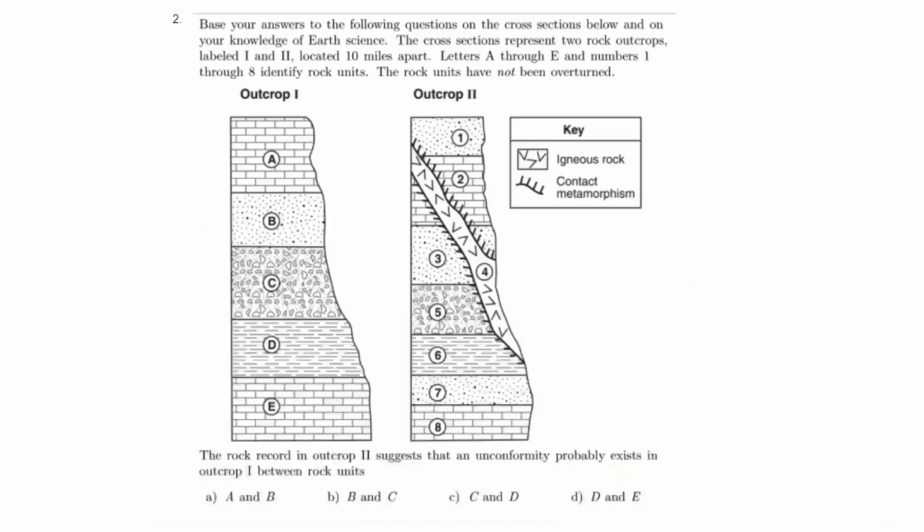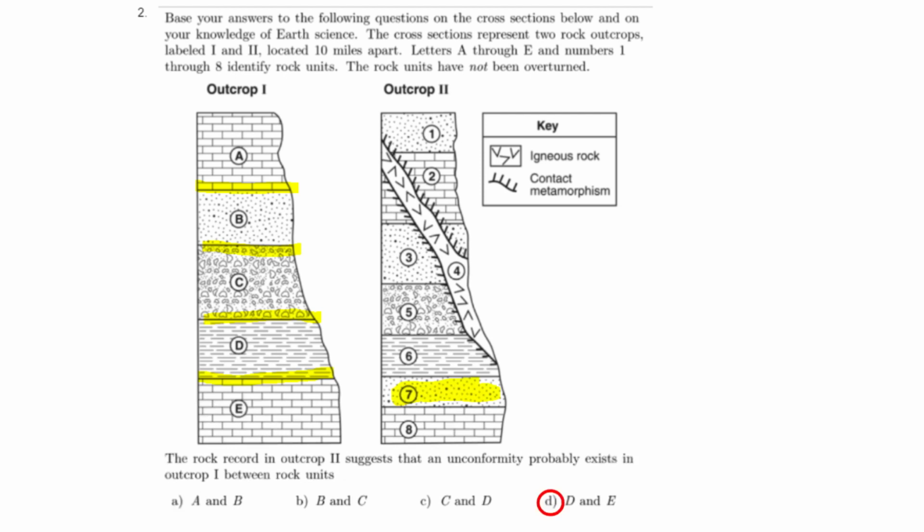This is supposed to be number 3. Question number 3. The rock record in Outcrop 2 suggests that an unconformity probably exists in Outcrop 1 because rock units. So let's read the top part. Base your answers to the following questions on the cross section below and on your knowledge of earth science. The cross section represents 2 rock outcrops, 1 and 2. They're located 10 miles apart. Letters A through E and numbers 1 through 8 identify rock units. The rock units have not been overturned, meaning they haven't folded.